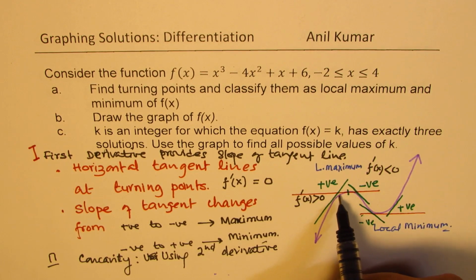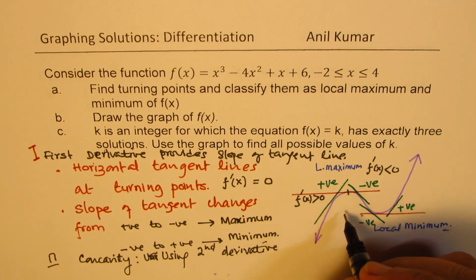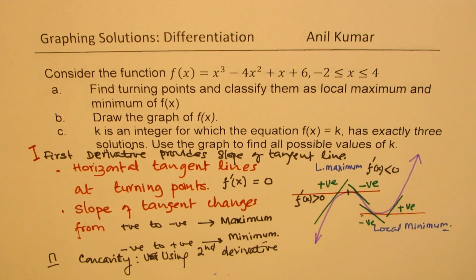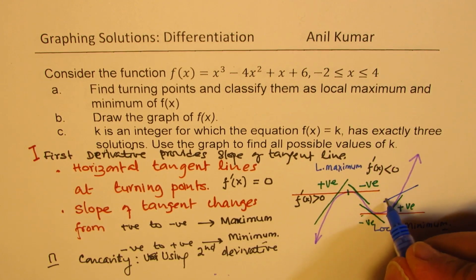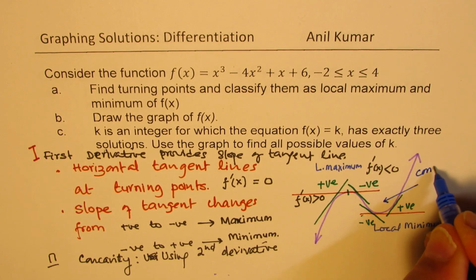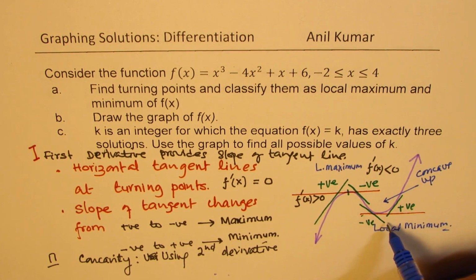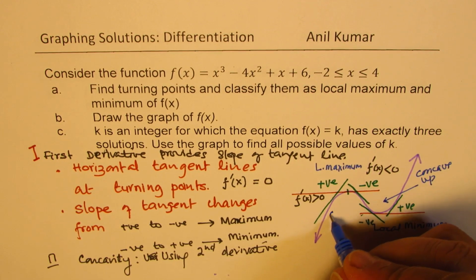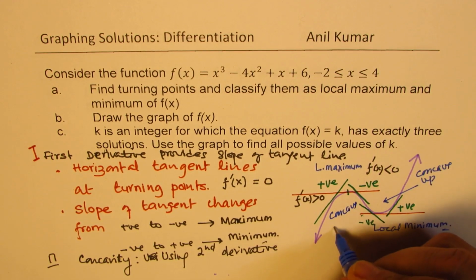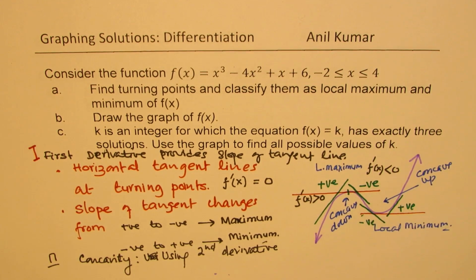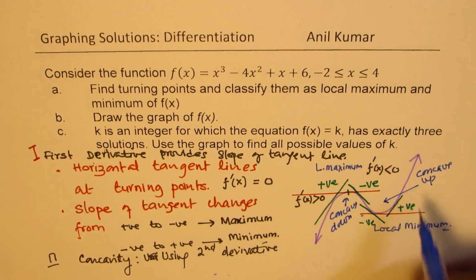So you see this part of the curve is concave down. So this part is concave down, that is concave up, right? So here we have concave up. And if it is concave up, we have local minimum. And here we have concave down, opening downwards, you can say. Opening upwards, you can say, right?